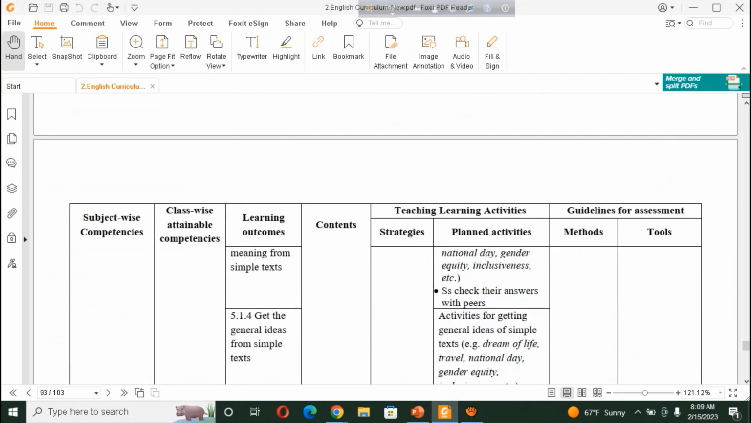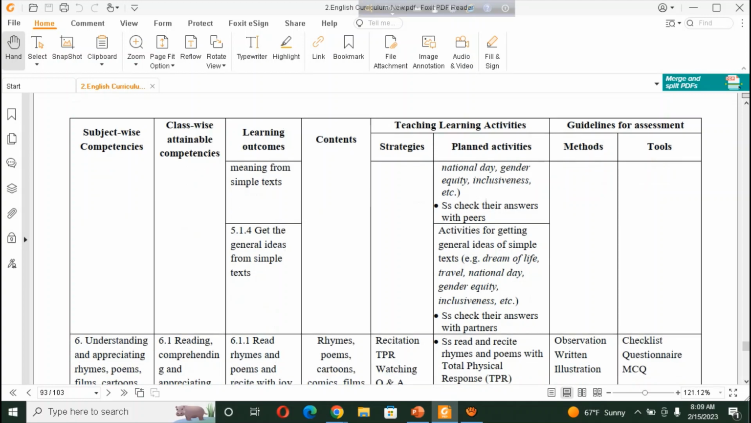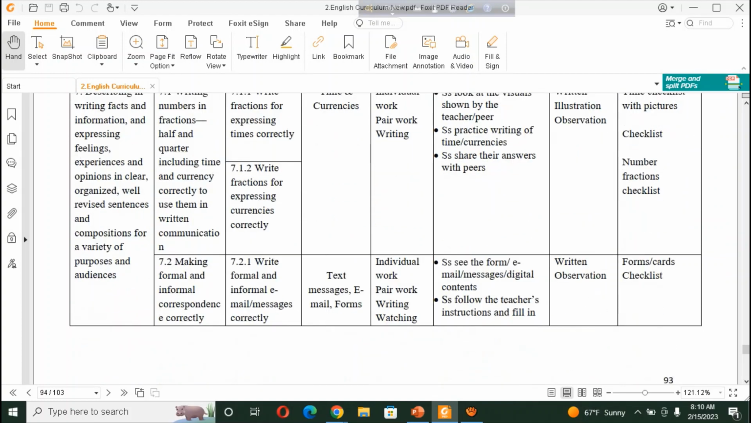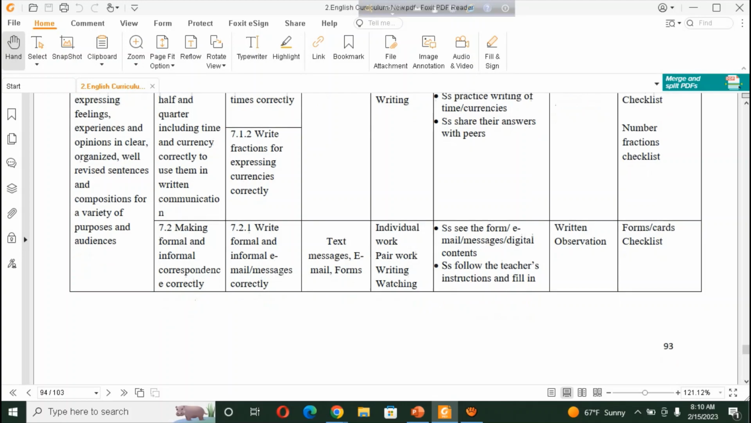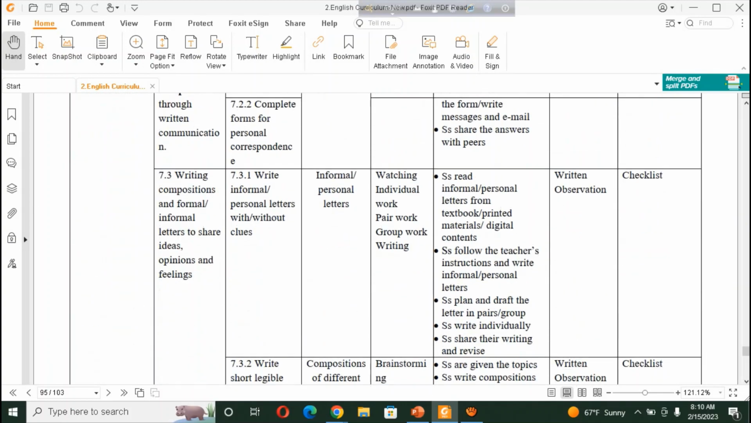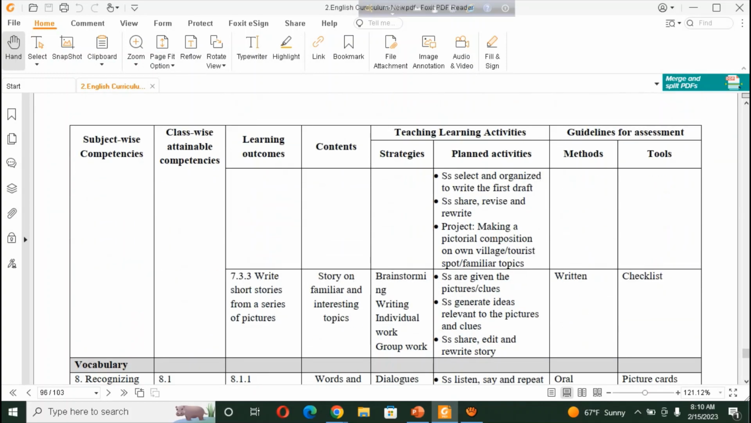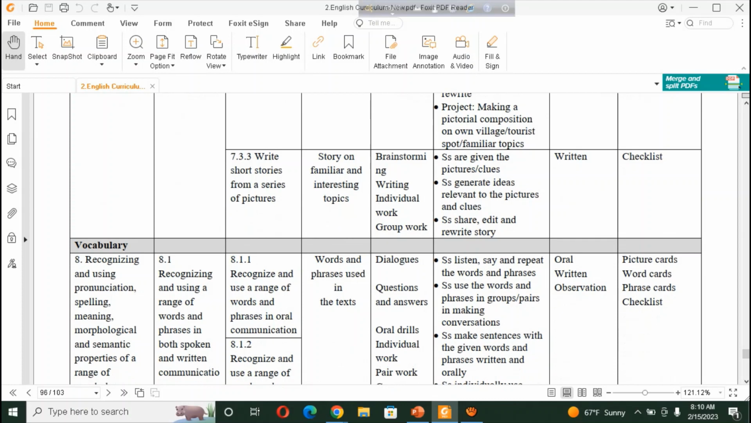Get the meaning from simple text, get the general ideas from simple sentences, write fractions for expressing times correctly, write fractions for expressing currencies correctly. Okay, writing the names of different currencies, those topics are mentioned. Write legible and organized short composition.